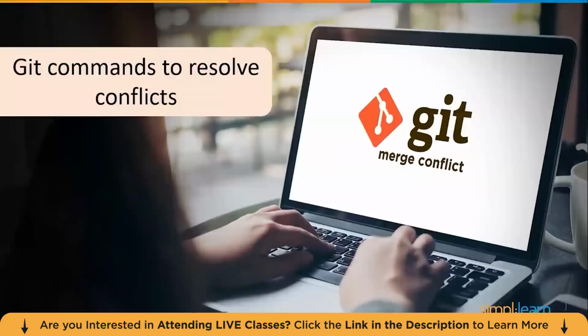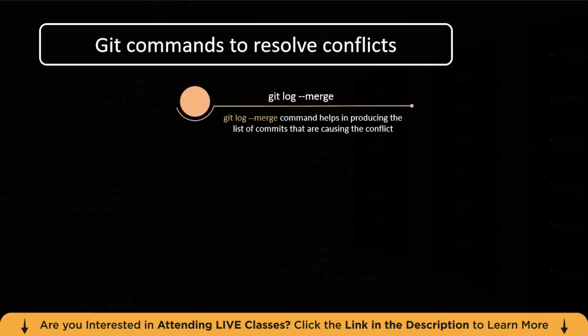Now, the various git commands we can use to resolve the conflicts. git log --merge is a command which helps us list all the commits that are causing the conflict. If at any moment your merge fails and you want to see which commits are causing the issue, you can ignore some commits which are not that important, or you can manually override the content so that the conflicting data can also be added, and whatever changes you are trying to add should also be modified.